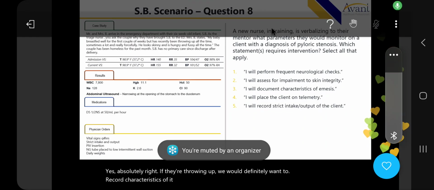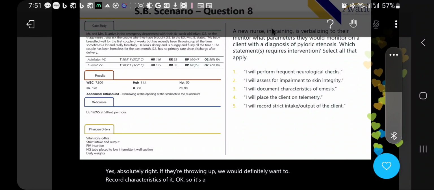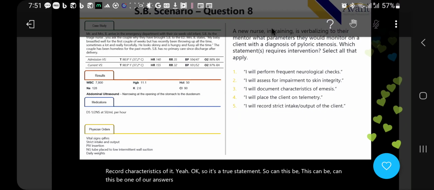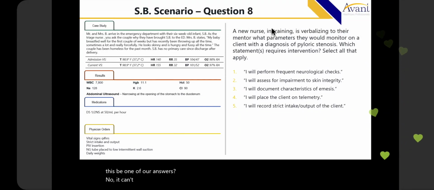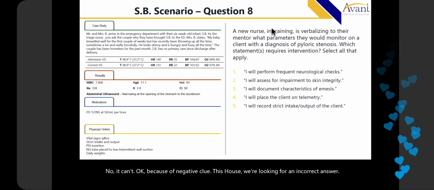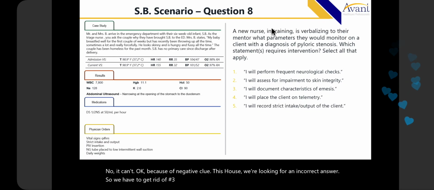So it's a true statement. So can this be one of our answers? No, it can't, okay? Because it's a negative query, we're looking for an incorrect answer. So we have to get rid of number 3, all right?